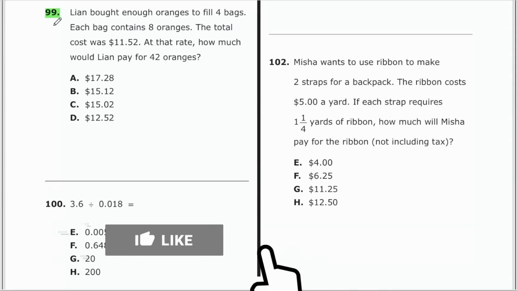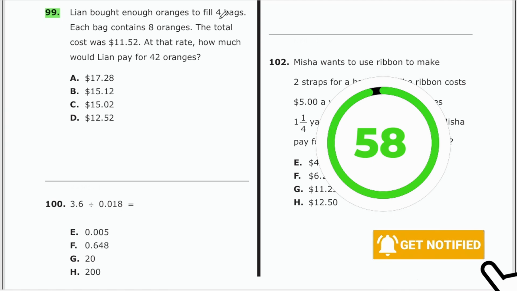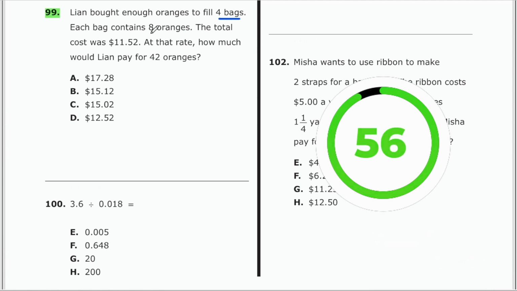So how can you do this problem in 60 seconds or less? Leon bought enough oranges to fill 4 bags. Each bag contains 8 oranges. The total cost was $11.52. At that rate, how much would Leon pay for 42 oranges?